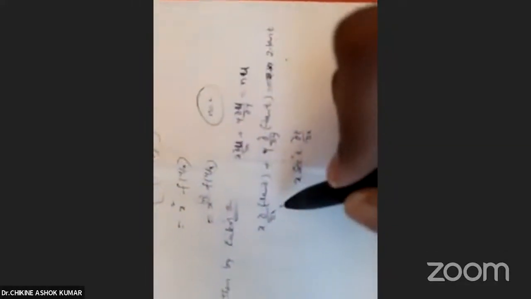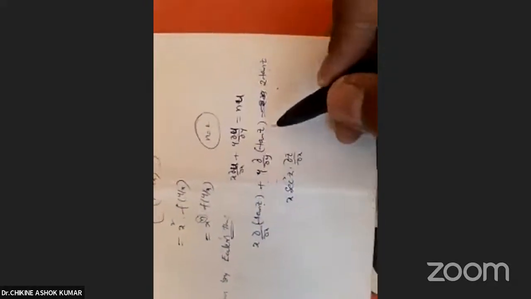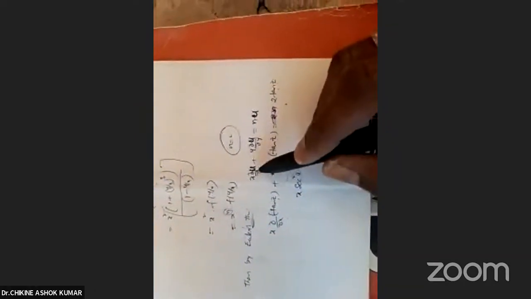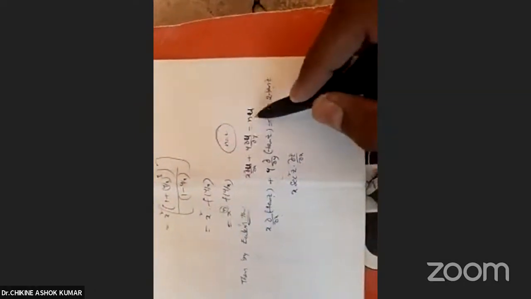So x ∂/∂x of tan z plus y ∂/∂y of tan z equals 2 tan z. I am substituting the u value in Euler's theorem. That is, x ∂u/∂x plus y ∂u/∂y equals n u. x into ∂/∂x of u, where u means tan z, y ∂/∂y of u, again tan z, equals n. Already we got n equal to 2 here.